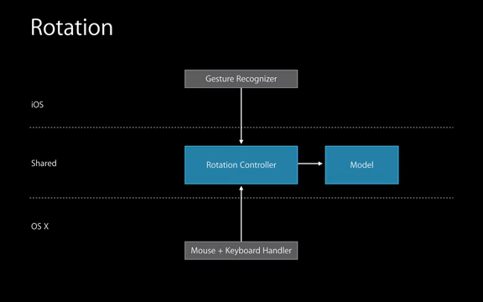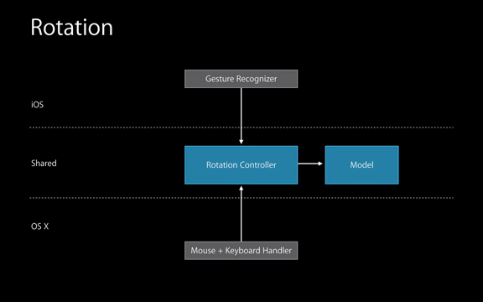We have a shared rotation controller that does all of the real math and state management, and it talks to our model object when appropriate. And we have a platform-specific gesture recognizer on iOS that handles the multi-touch and translates that into an angle that our rotation controller can understand. And we have a platform-specific mouse and keyboard handler on OS X that handles both our hotkey and clicking interactions to, again, translate that into an angle for our rotation controller. So that's already pretty helpful. We have shared code here, and we have platform-specific logic.